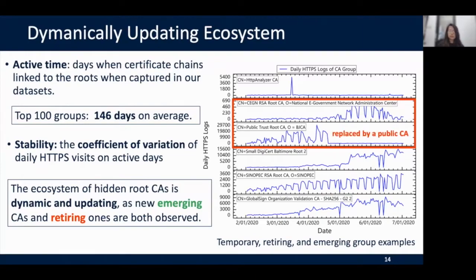In contrast, the 3 groups at the bottom of the figure are emerging ones, with the number of their certificates, their daily traffic, and the number of web clients trusting them all on the rise. As our observation only lasted for 5 months, we believe longer-term observations of the ecosystem may reveal more exciting insights.